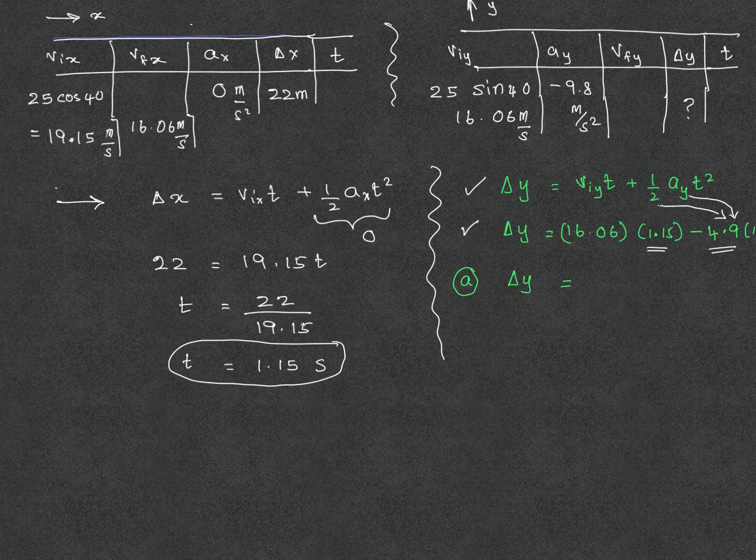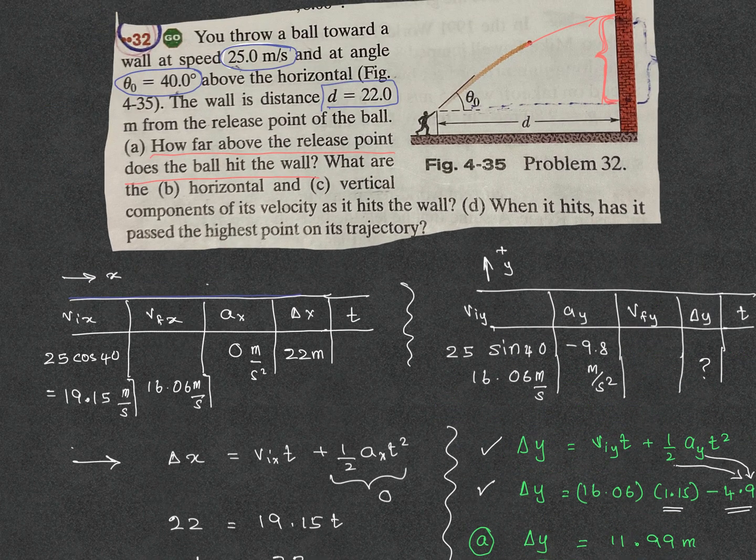Okay, so I am going to do the calculations. Actually, I did the calculations, and there you end up with 11.99 meters. So you can roughly take it as 12 meters, and 12 meters is the height of the wall where the ball hits, or the point where the ball hits, because it asks how far above the release point does the ball hit the wall. So this is the part that we were looking at on the picture.